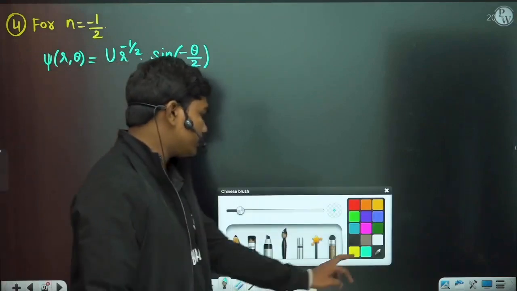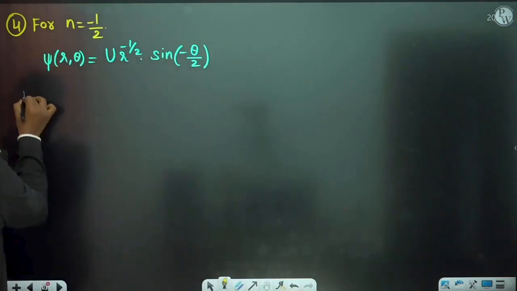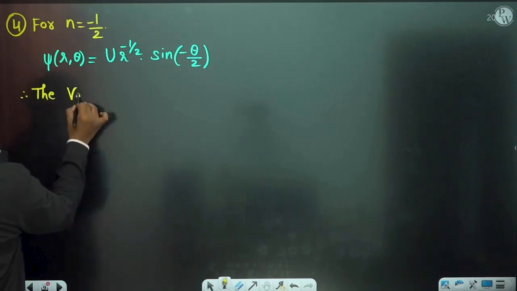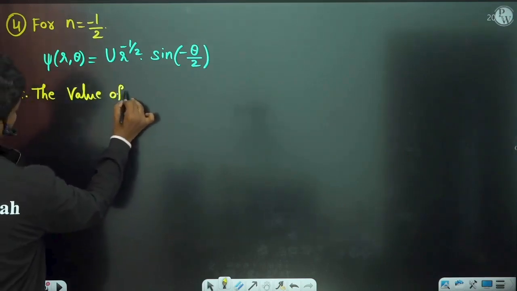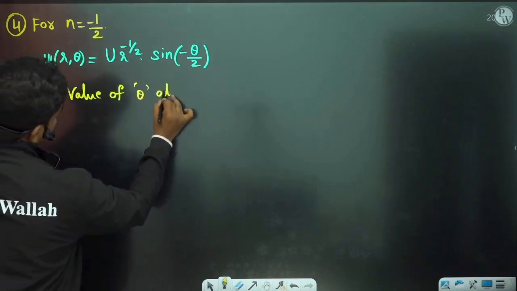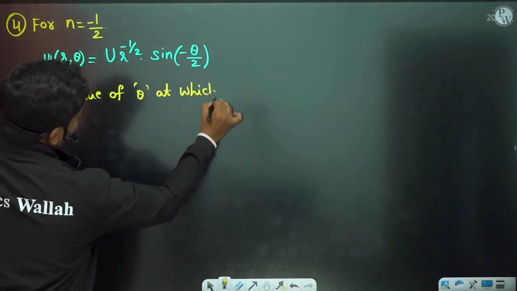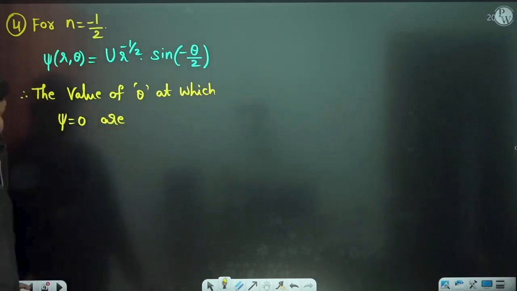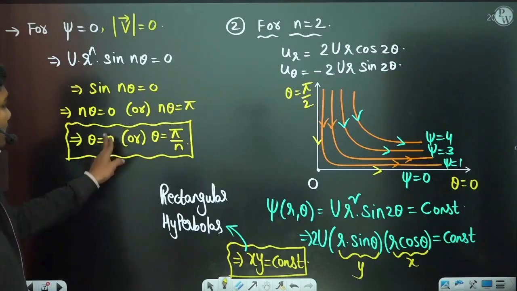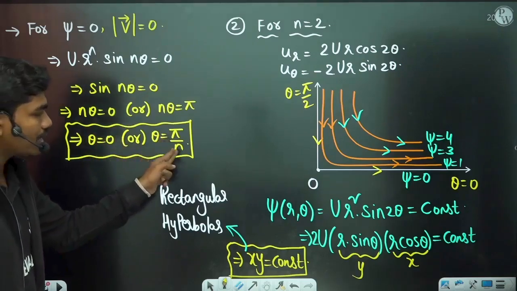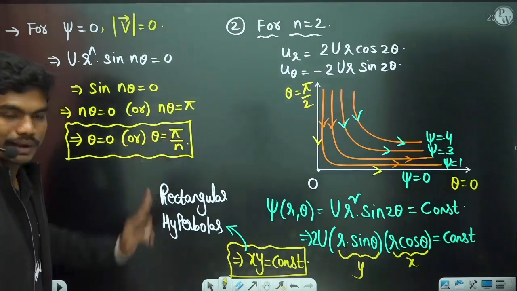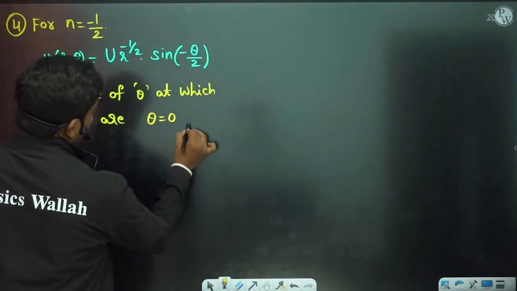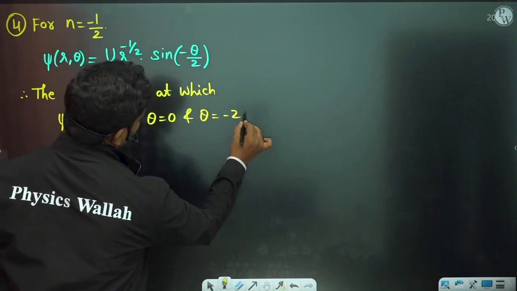Therefore, the values of theta at which psi is equal to 0 are: if you put theta equal to 0, it is 0 anyhow. When you put n equal to minus half, this becomes minus 2 pi, yes or no, correct? So theta equal to 0 and theta equal to minus 2 pi.